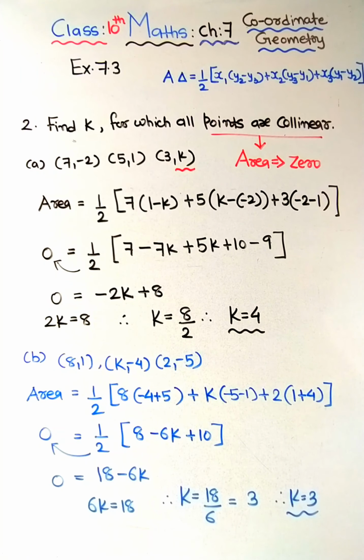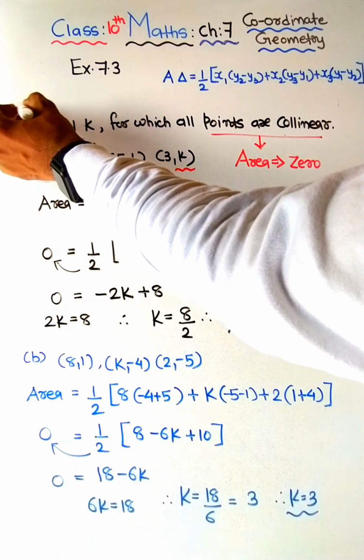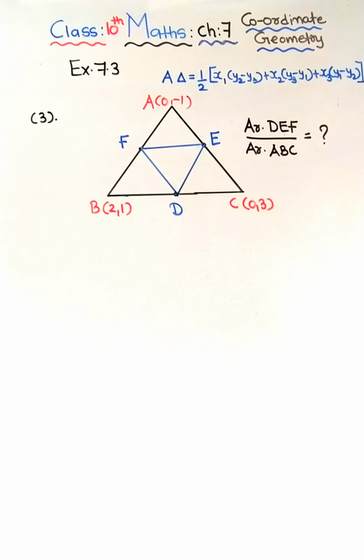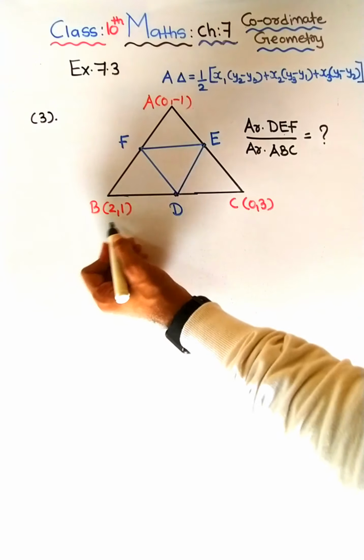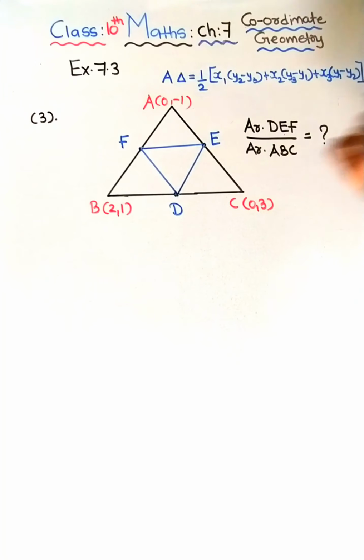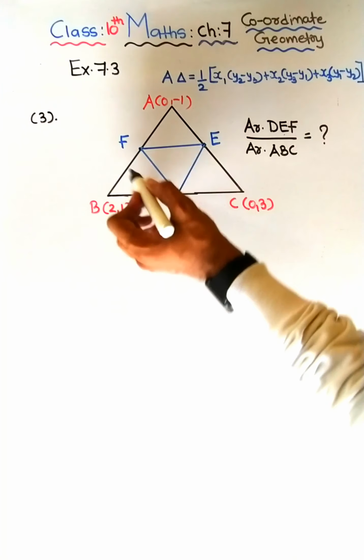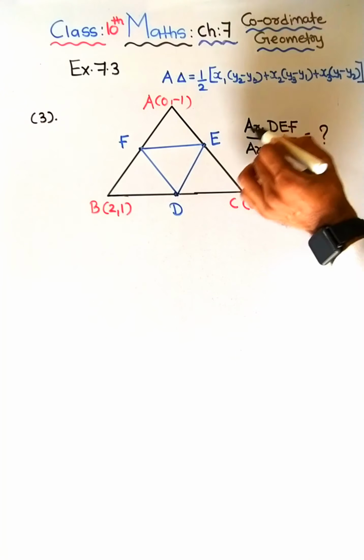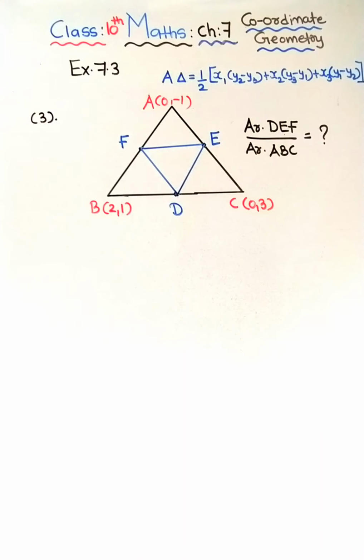So these types of questions are very important. Let me write IMP over here, as you can expect it in any other exam. So in question number 3, they have given 3 vertices. Find the area of the triangle formed by joining the midpoints of the sides of the triangle whose vertices are A 0, minus 1, B 2, 1, C 0, 3. So in short, this is a big triangle, and we have to find another triangle that is formed by their midpoints, and then we have to find the ratio of the smaller to the bigger triangle.